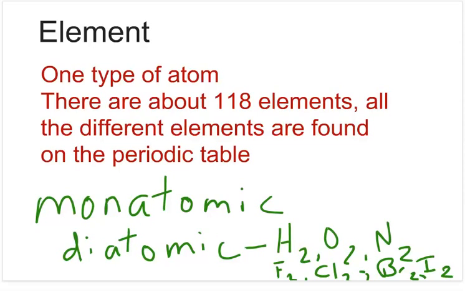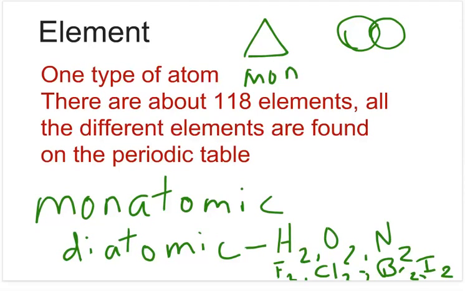This is my model. That could be an element, and then I'm going to just use circles. This could be a diatomic. So this would be a monoatomic element, and this would be a diatomic element. Okay?